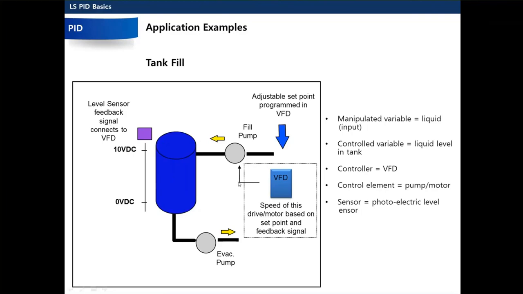Later on, I'll show you guys an example of a pump down application where we have an evacuation pump connected to a VFD, an adjustable set point set up in the VFD, and then it's all the same variables. So the manipulated variable in this example would be the liquid input, and you have your liquid level in the tank, which is the controlled variable. So we're trying to control how high or low that tank goes based on a set point.